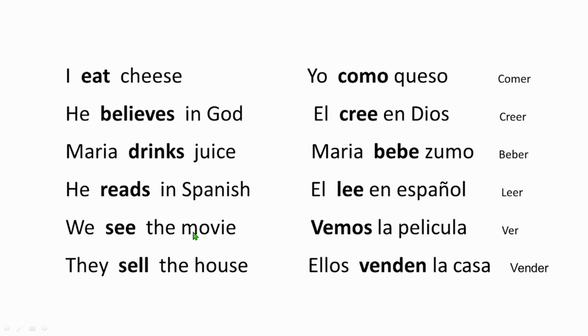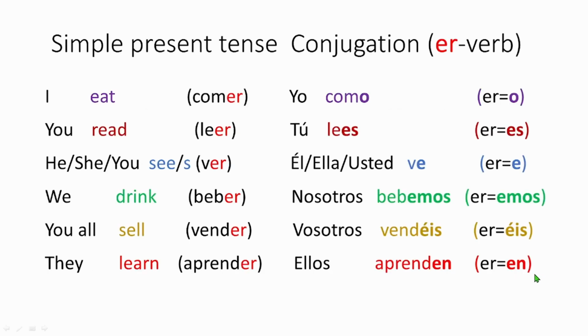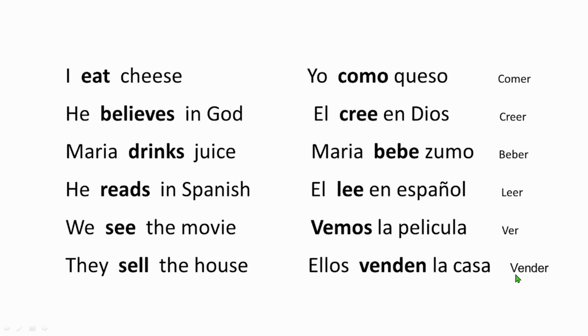We see the movie. So vemos la película. Here I didn't put "we" because it's not necessary. Vemos is "we see," and ver is the verb from which we made vemos. Película is movie, right? They sell the house. Ellos venden la casa. And how did we make venden? There's the verb vender. For ER, when it comes to the last person, we replace ER with EN. So venden, right? We remove the ER and replace it with EN.